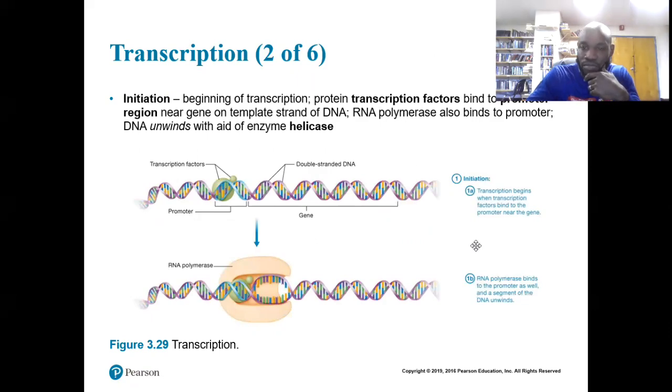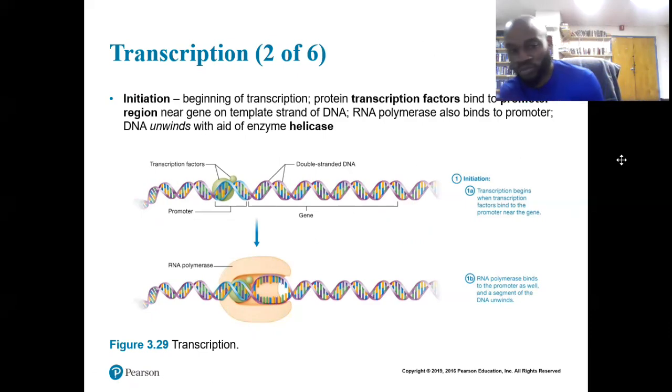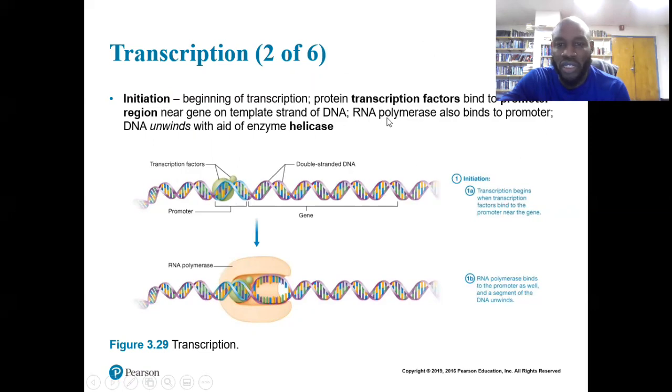Initiation. You're going to see the trend here, hopefully. So beginning of transcription, protein transcription factors bind to a promoter region near the gene. Remember, the gene is a section of DNA that codes for a specific protein. So we have these transcription factors bind to this promoter region in the gene. RNA polymerase also binds to the promoter.